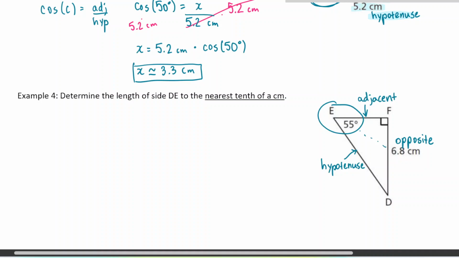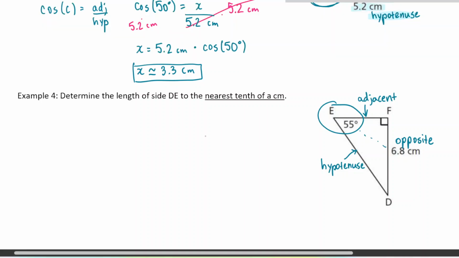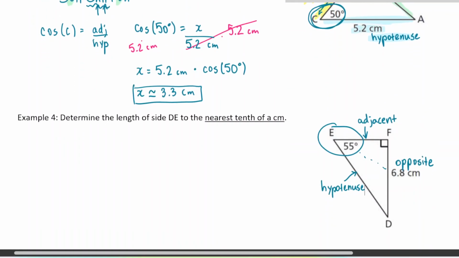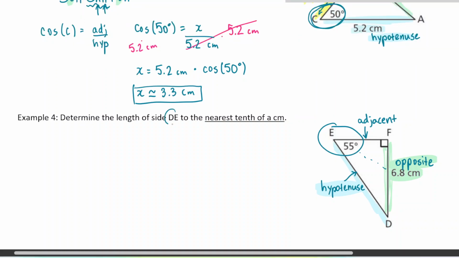And we are determining side DE. So this time we are finding the hypotenuse, which I did label in blue before. So we are finding this blue side. The other side that's going to be important this time is the side that we have the side length of, which is this green side, the opposite. In this question, we don't so much care about the adjacent side. We care about the opposite side because we have that, and then the hypotenuse, because that's what we're trying to find, because the question is asking us to solve for DE. So I'm going to label that X.